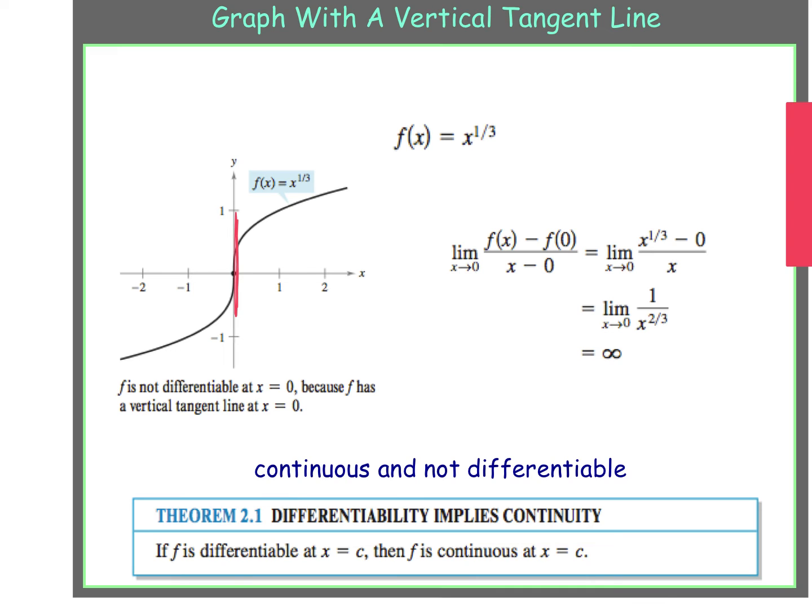Are you allowed to have a vertical line as a tangent? No, you're not. All right? You can't have that. It has to be some type of number. All right? Infinity's a direction. It's going straight up. So this is a continuous function. However, this is also not differentiable because we have a vertical tangent line.